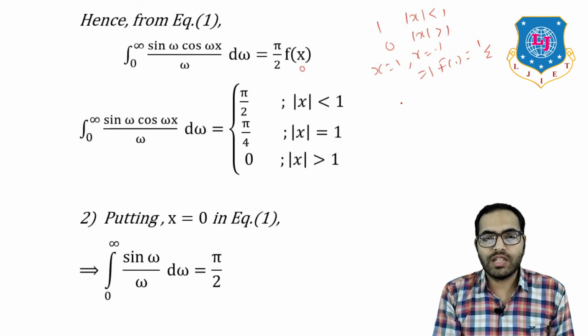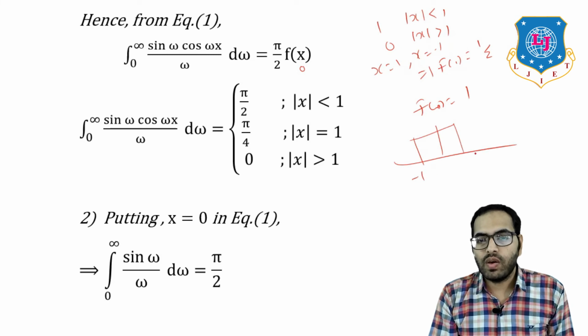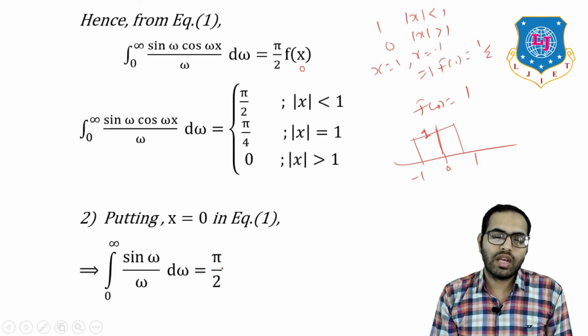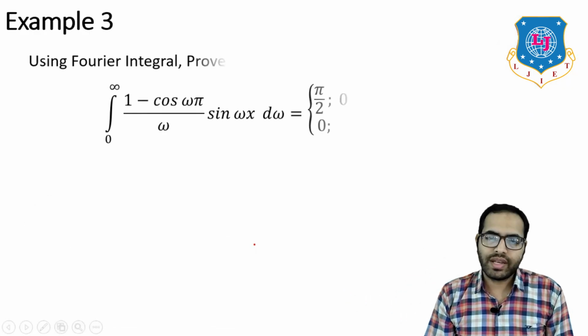See, here it becomes f of 0. Then according to that, f of 0 has a value 1. How? According to the graphical representation, from minus 1 to 1, at this 0 position the function has value 1. Then f of 0 is 1, and 1 into pi by 2 is pi by 2, which proves our second calculation. Let's move on to calculate one more example.